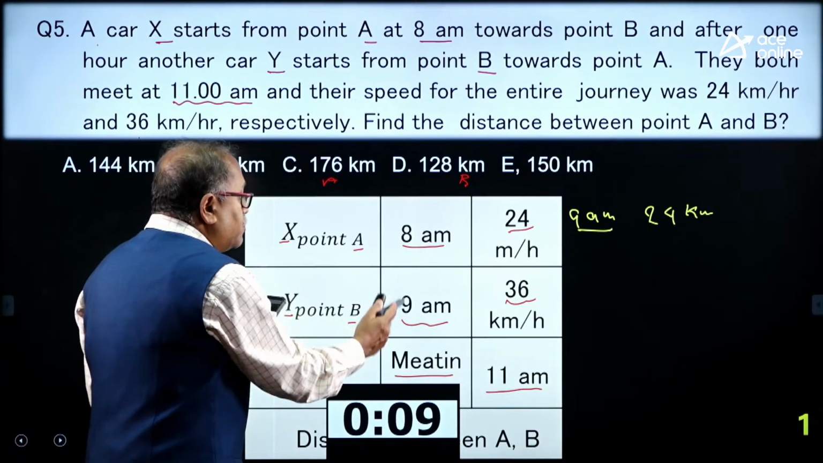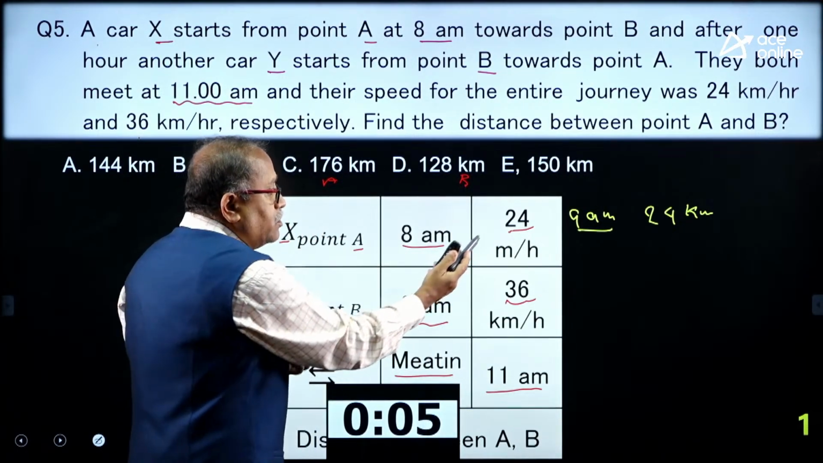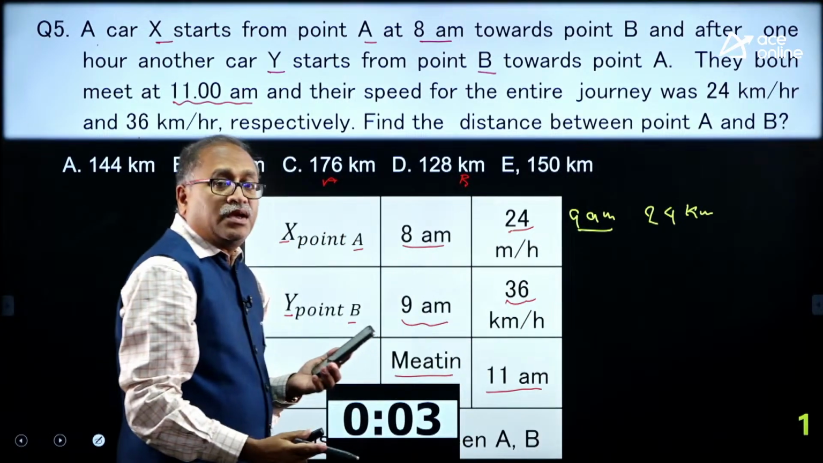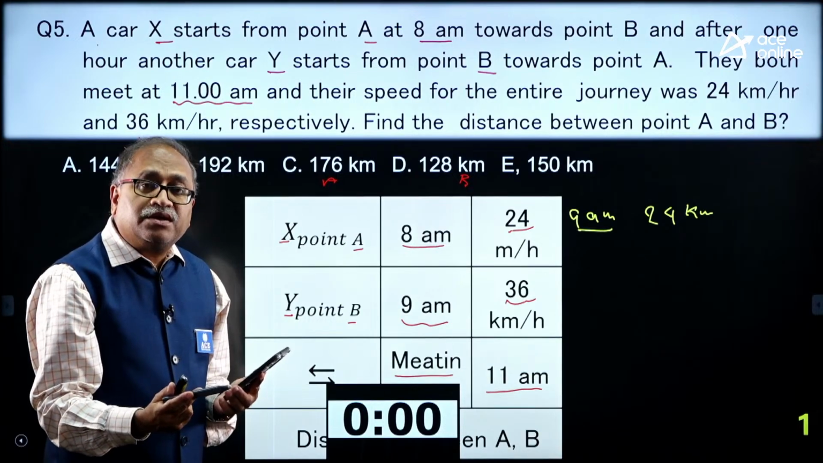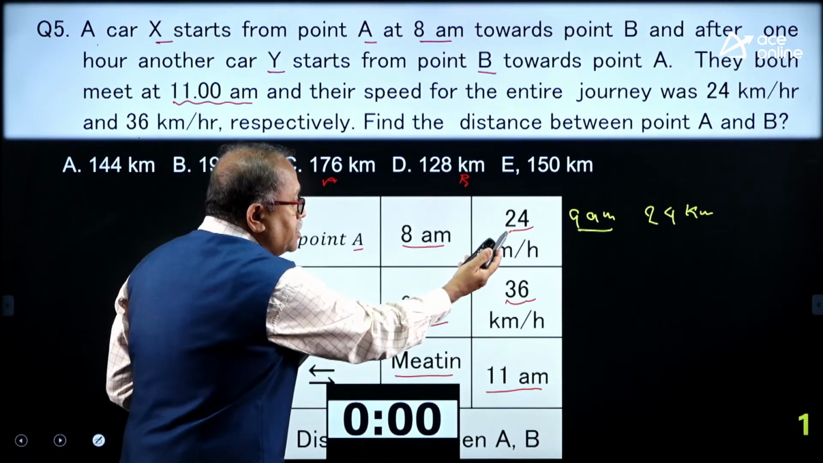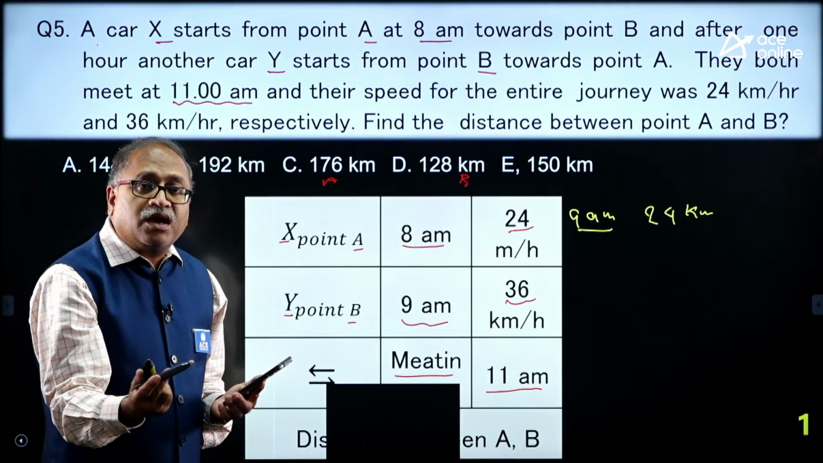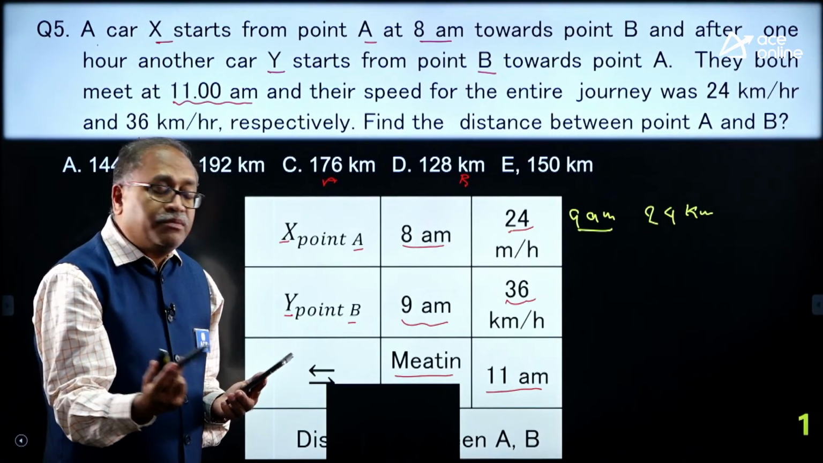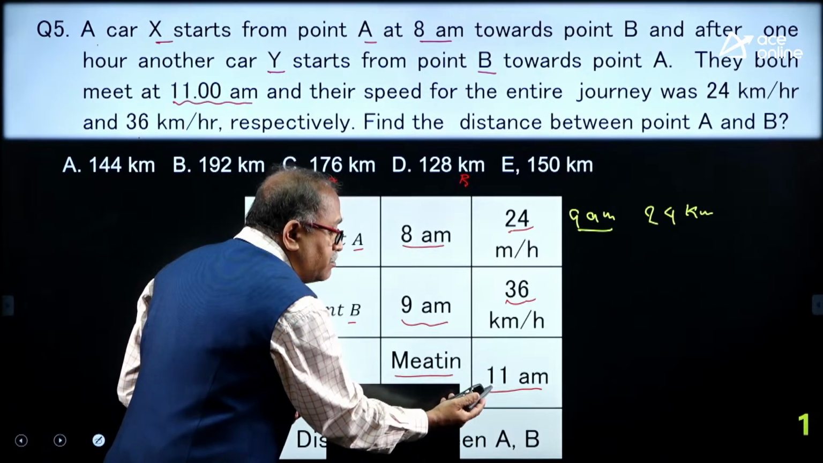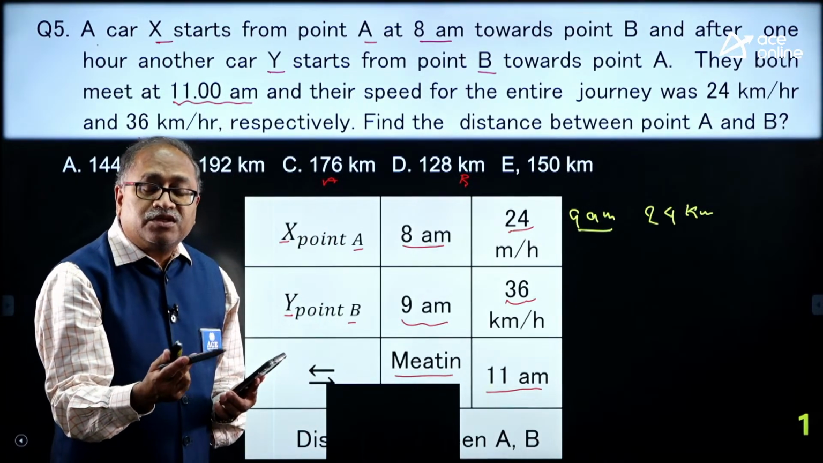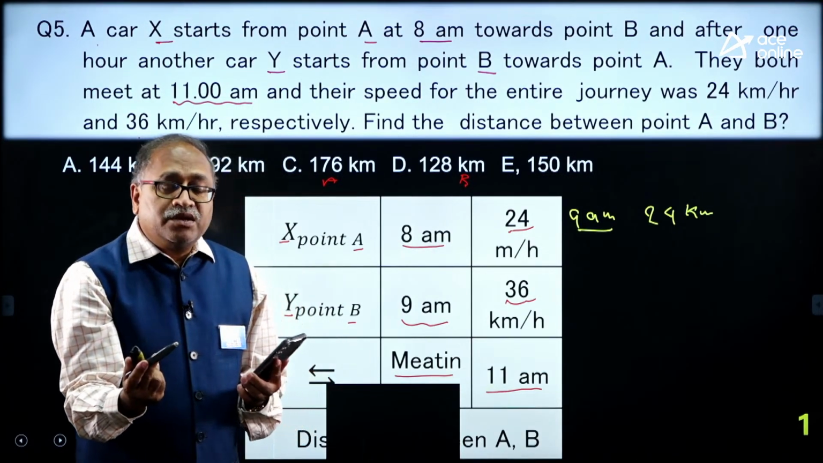From 8 a.m. to 9 a.m. this train was running for 1 hour, that means 24 kilometer, and after 9 a.m. the relative speed starts. So, what is that relative speed? 24 plus 36, that is 60 kilometer, and for how many hours? After how many hours they are meeting? They are meeting at 11 a.m., that means 9 a.m. to 11 a.m., 2 hours. With relative speed 2 hours, whatever they will cover, that is the remaining distance.